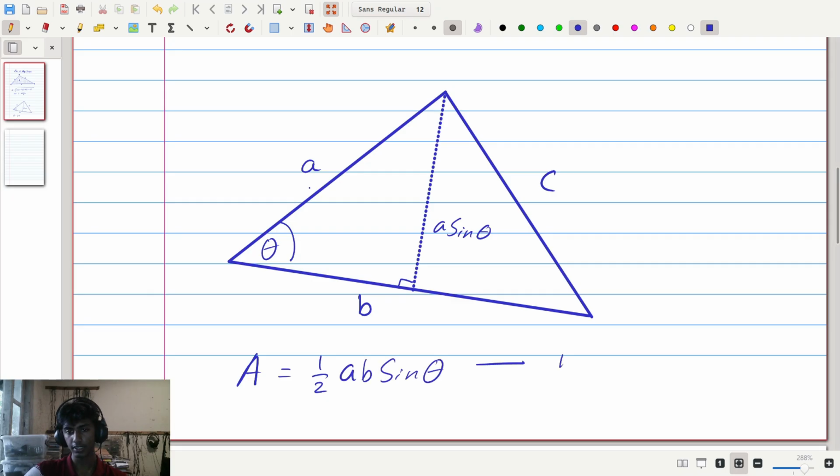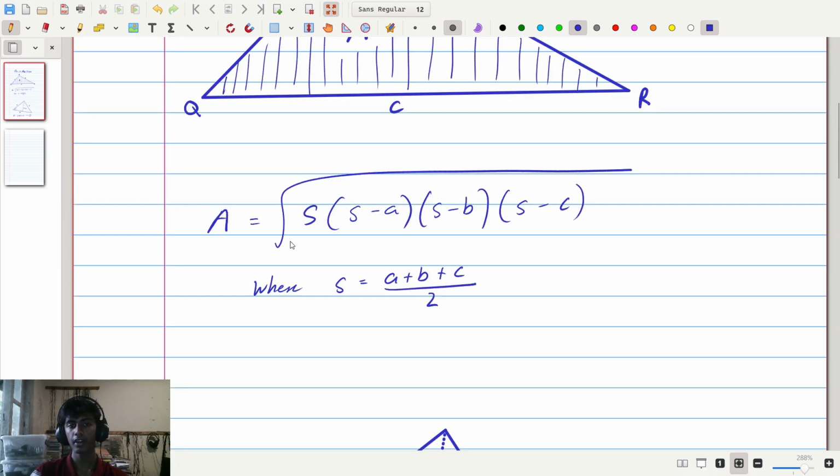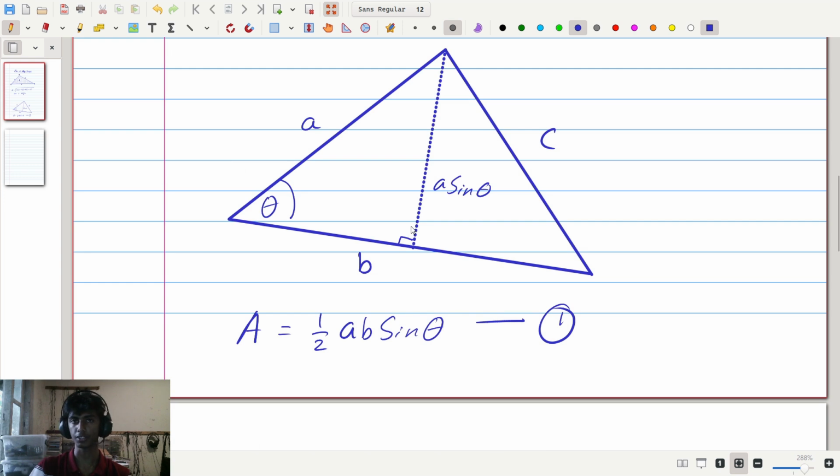This is not enough because we do not want to try to find this angle theta. We want to try and use only the side lengths. Of course, remember the format of our formula that we want to get: square root of S times (S minus A) times (S minus B) times (S minus C). So even though this is the answer, this is insufficient. So we're going to go a step further.